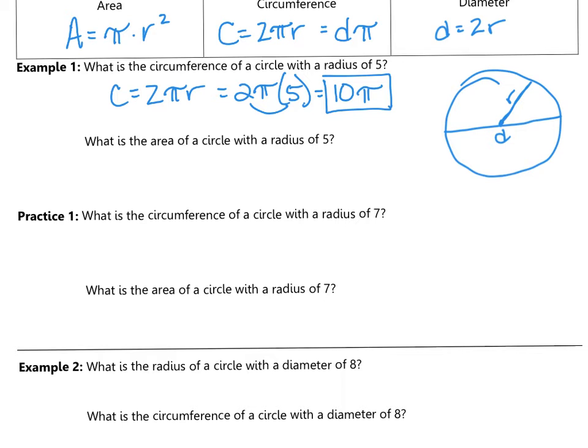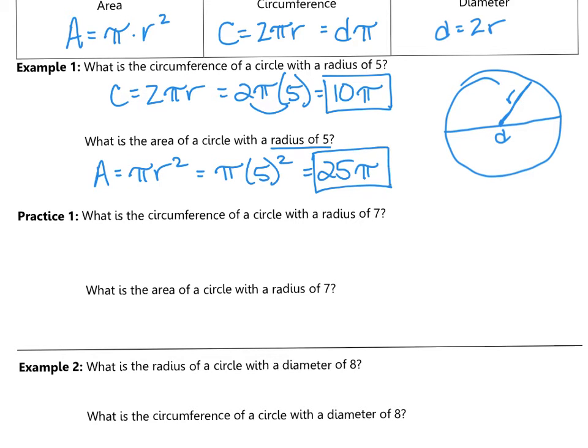Okay. Next, let's do area. So area is pi r squared. And again, for this problem, we're told that the radius is 5. So I'm going to go ahead and plug in 5 for the radius. Pi times 5 squared. Follow order of operations. You're going to want to do the exponent first. So 5 squared is 25. You end up with 25 times pi. That's your final answer for the area. So now go ahead and do practice problem number 1, and then I'll go over it with you to make sure you got the correct answer.